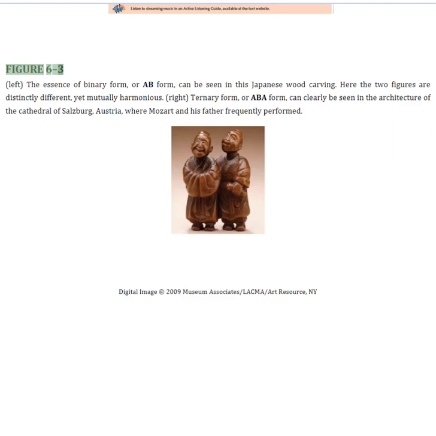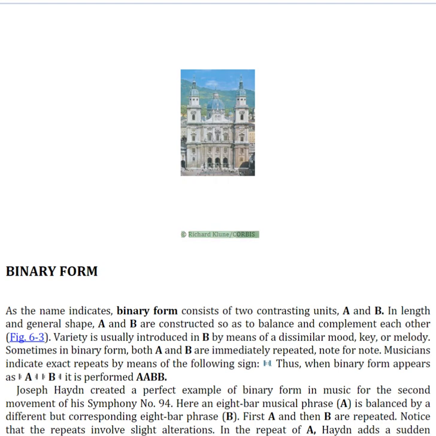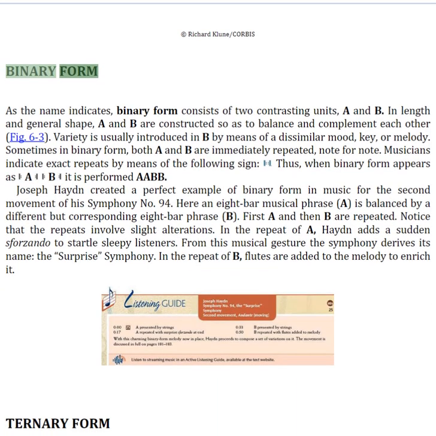Figure 6.3. The essence of binary form, or AB form, can be seen in this Japanese wood carving. Here the 2 figures are distinctly different, yet mutually harmonious. Ternary form, or ABA form, can clearly be seen in the architecture of the Cathedral of Salzburg, Austria, where Mozart and his father frequently performed. Digital image. 2009 Museum Associates, LACMA Art Resource, New York. Richard Clune Corbis.